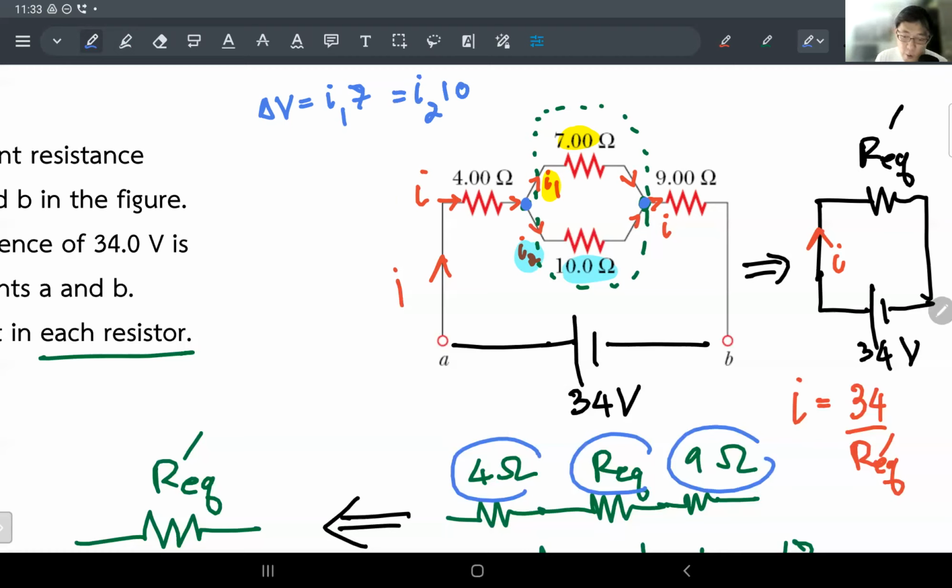Now you get an equation that says I1 times 7 equals I2 times 10. You can call this equation number 1. However, everything must add up to the original I. So equation number 2 is I1 plus I2 must be equal to the original I. Solving these two equations, you know how much current is flowing through 7 ohms and how much through 10 ohms, and you're done. See, not too bad, right?